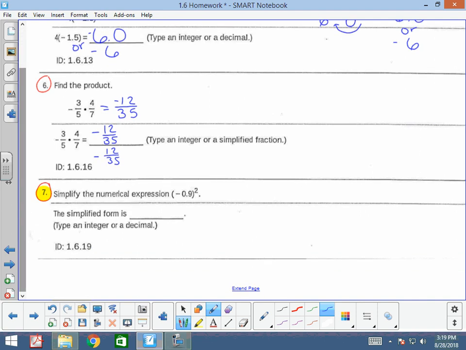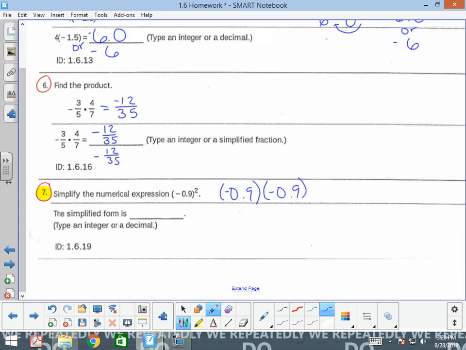All right, number 7 says simplify the numerical expression. We're multiplying negative 0.9 squared. So that means we're multiplying negative 0.9 times negative 0.9. So that 2 tells me how many times I'm going to use negative 0.9 as a factor. So we're going to multiply 0.9 times 0.9.